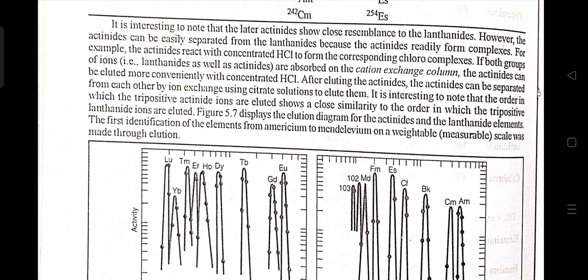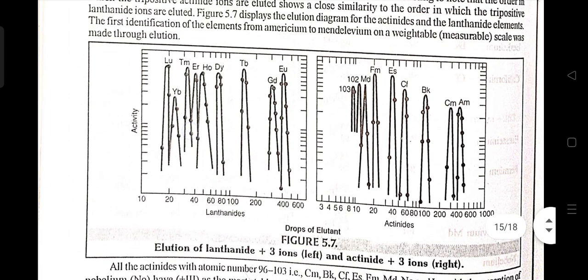Figure 5.7 displays the elution diagram for the actinides and the lanthanide elements. The first identification of the elements from americium to mendelevium on a tracer scale was made through the elution.